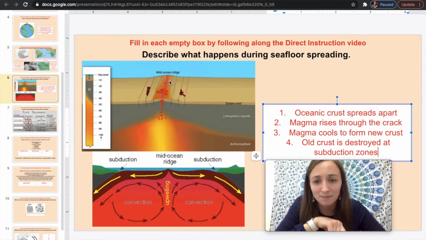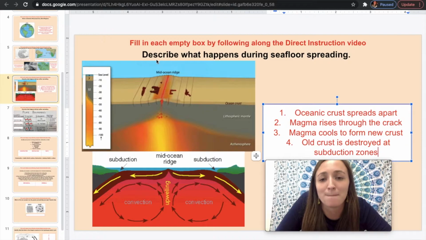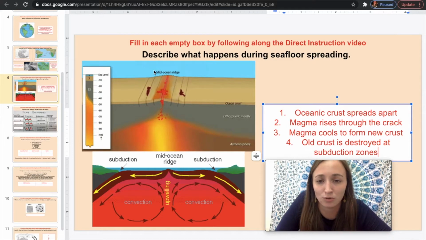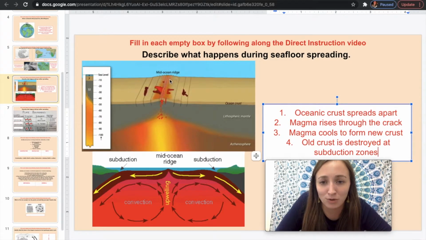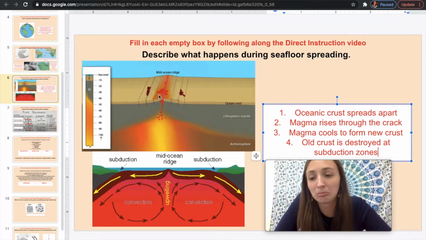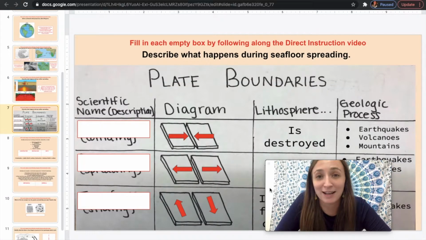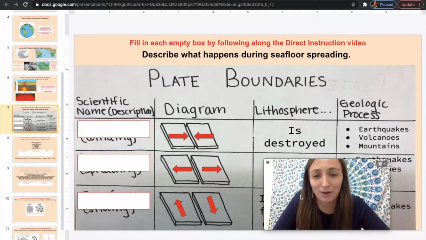So that oceanic crust separates, magma comes up, it cools and hardens to form new rock, and yeah, it's just constant. And remember where that brand new crust is formed, we call that mid-ocean ridge. So don't forget that mid-ocean ridge. It's like a mountain made in the middle of the ocean. Pretty cool. All right. I told you guys we got a lot to get through, but it's okay. We're going to make it.